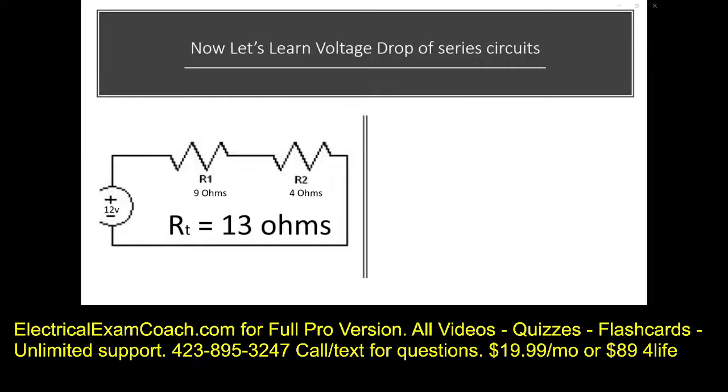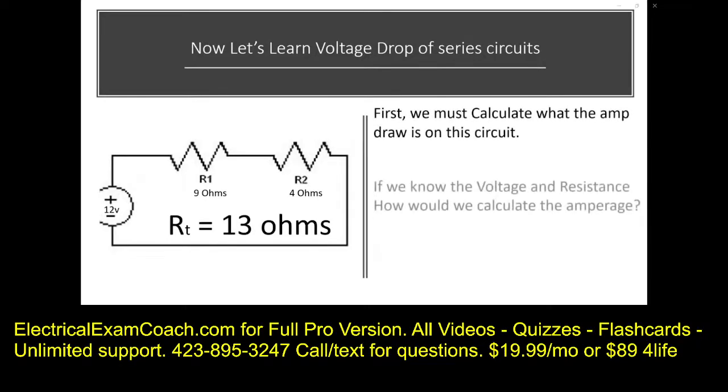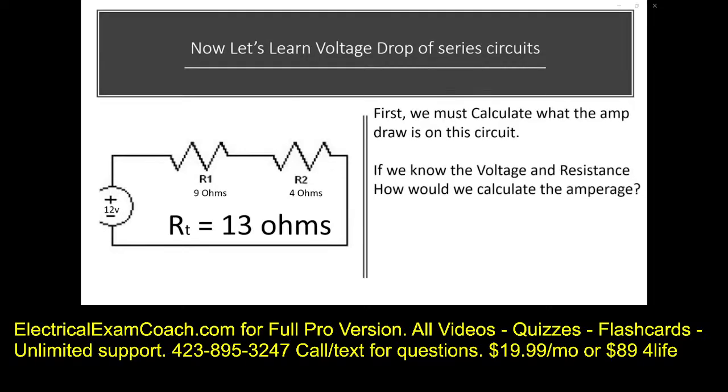Now let's learn about voltage drop of series circuits. First, we must calculate what the amp draw is on the circuit. If we know the voltage and the resistance, how could we calculate the amperage? We learned in week 2, part 1 about Ohm's law. First, we must get the total resistance and then apply Ohm's law. So in this case, it is 9 plus 4. It's going to be 13 ohms. So what we do is we set up our formula so we remember, and we plug in the knowns. In this case, we know that it's a 12-volt circuit. We've got 13 ohms of resistance. All we must do now is to divide 13 into 12, and that's going to give us our amperage. In this case, it's 0.923 amps.